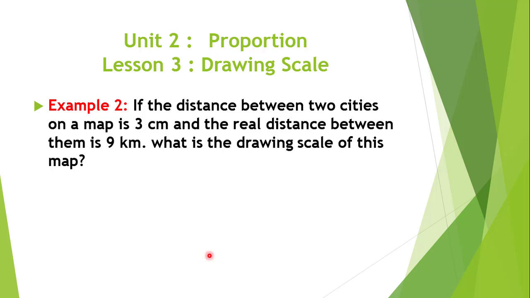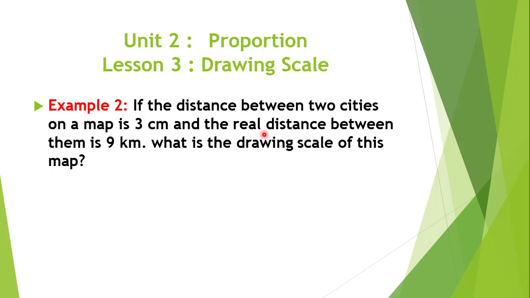Example number 2. If the distance between two cities on the map is 3 centimeters and the real distance between them is 9 kilometers, what is the drawing scale of this map? Here we have the distance on a map. So this is the drawing length. 3 is the drawing length.